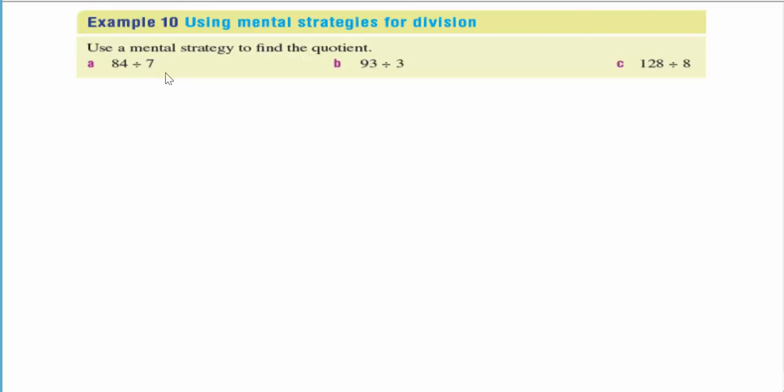I just know my multiplication tables and I know that is 12. Alright, 12 times 7 gives me 84. So straight away my answer there is 12. Okay. Here, 93 divided by 3.